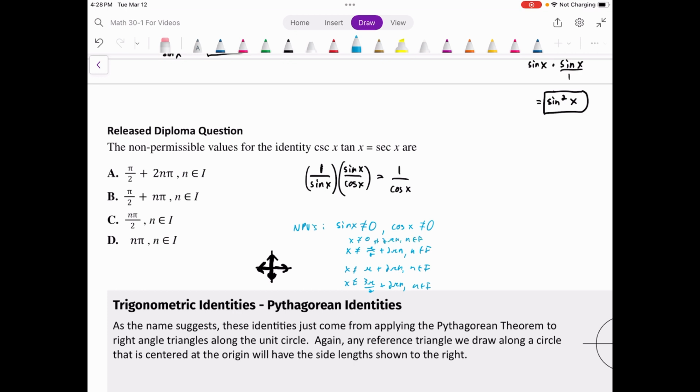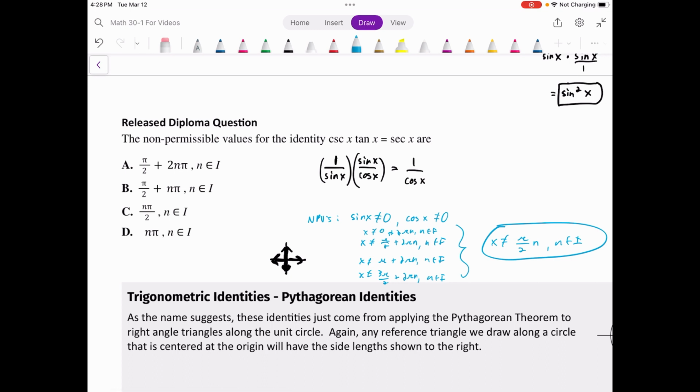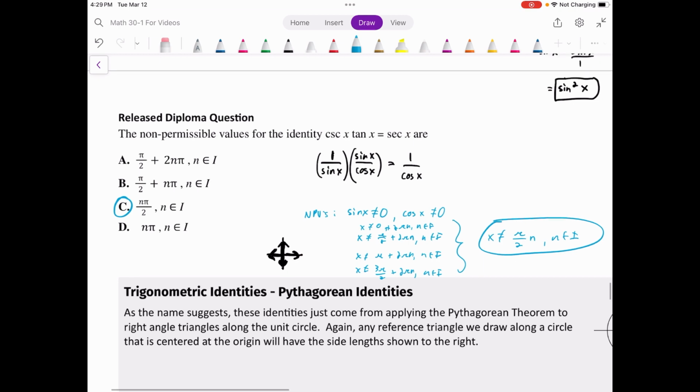It's just 0, pi over 2, pi, 3 pi over 2, 2 pi, 5 pi over 2, 3 pi, 7 pi over 2, right? It's just multiples of pi over 2. So we can combine these into x cannot equal pi over 2 times n, where n is an integer. Integer multiples of pi over 2. So it looks a little bit different than how we wrote it, but c, right? n times pi over 2, where n is an integer. So there we go. Those are the NPVs for that expression.